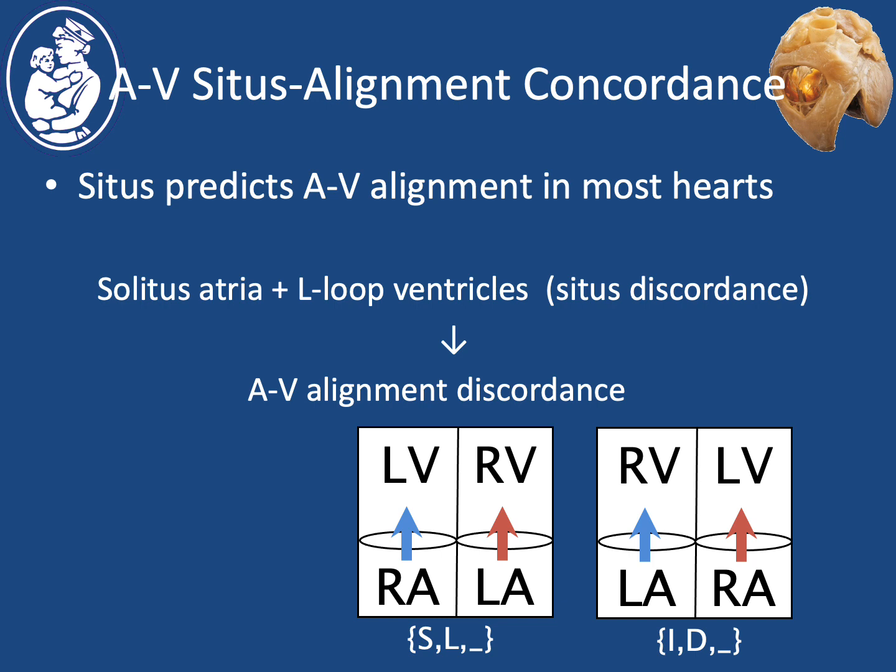Again, there's situs discordance. With inverted atria and D-loop ventricles, we would normally expect L-loop ventricles with inverted atria, and this predicts AV alignment discordance, with the left atrium aligned with the right ventricle and the right atrium with the left ventricle.